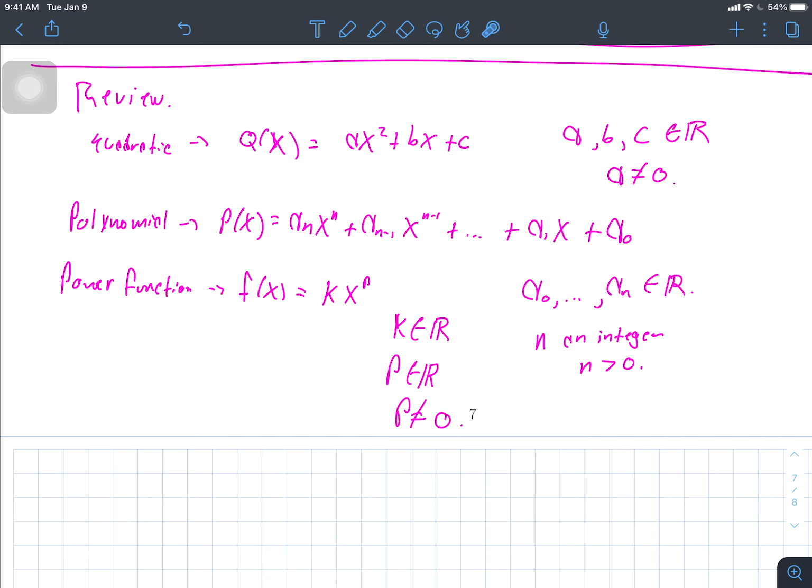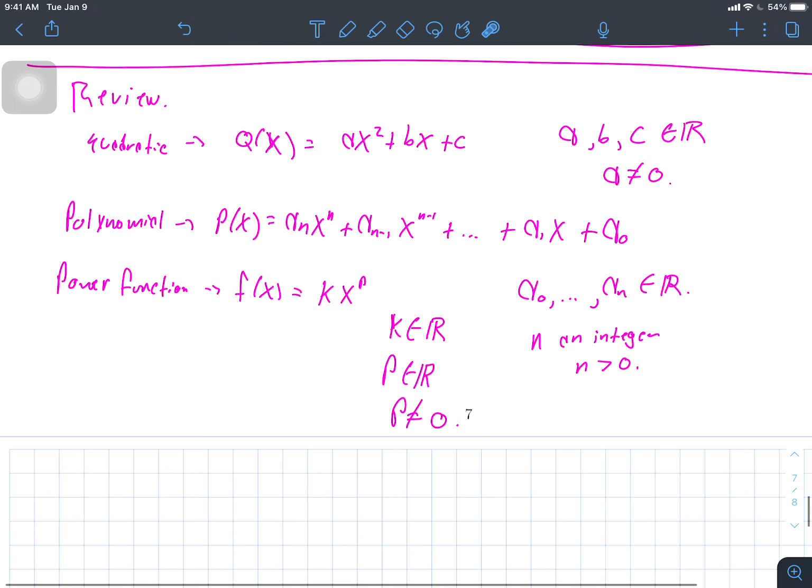So we want this term to be non-zero, so we say a shouldn't be 0. So that's a quadratic function. And a quadratic function is also a special type of polynomial. Polynomials are functions where we take a number times x to the n plus another number times x to the n minus 1 plus another number times x to the n minus 2, and so on, plus a number times x plus a number.